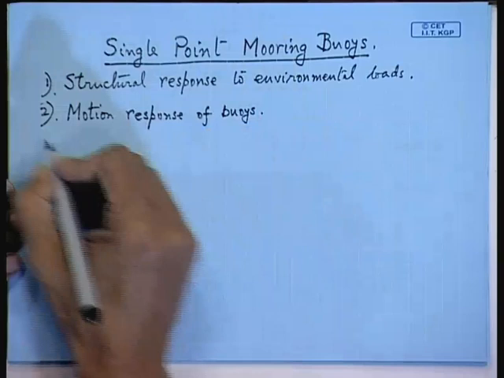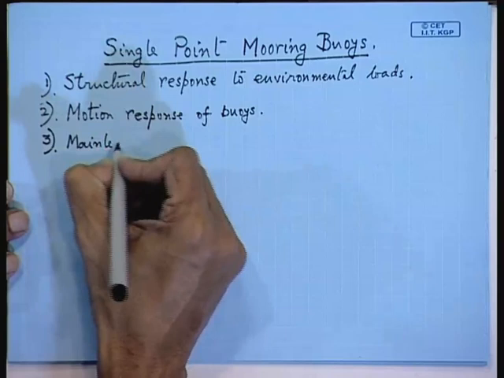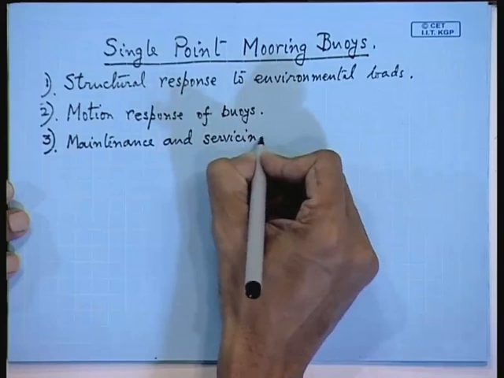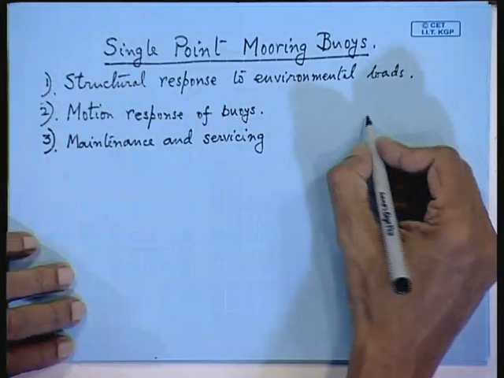Number three you can write is maintenance. Maintenance and servicing. Now the servicing is actually very crucial because you are dealing with oil. So last class I gave you a diagram of an ALC where you see a number of joints. Now these joints have to be properly maintained, otherwise your buoy is going to snap, because buoys come under this category that I have told you.